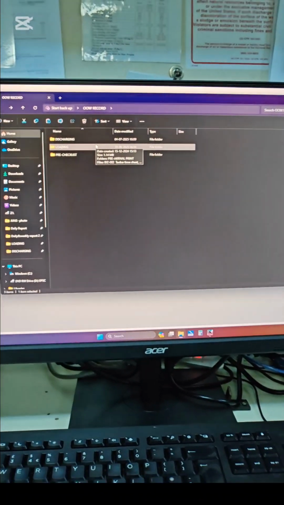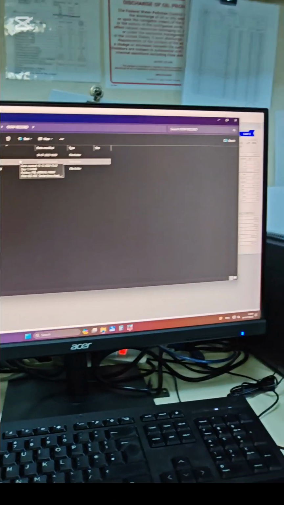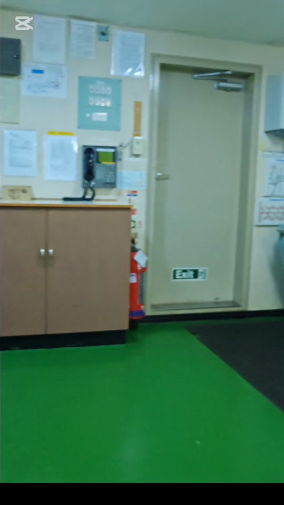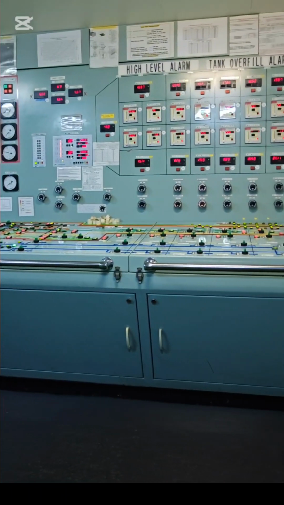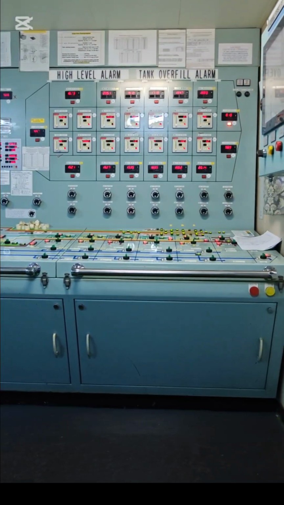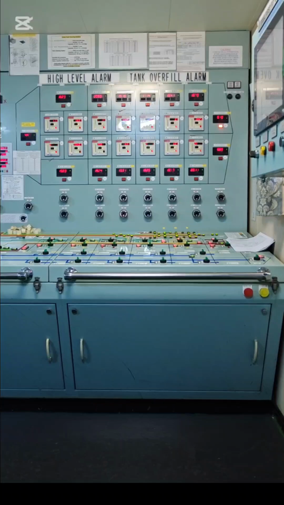This is very important, guys, because when you do the cargo operation on board a tanker ship, these are the documents you have to maintain, guys. So this one you have to understand, guys, because for the cargo you have to know these documents.